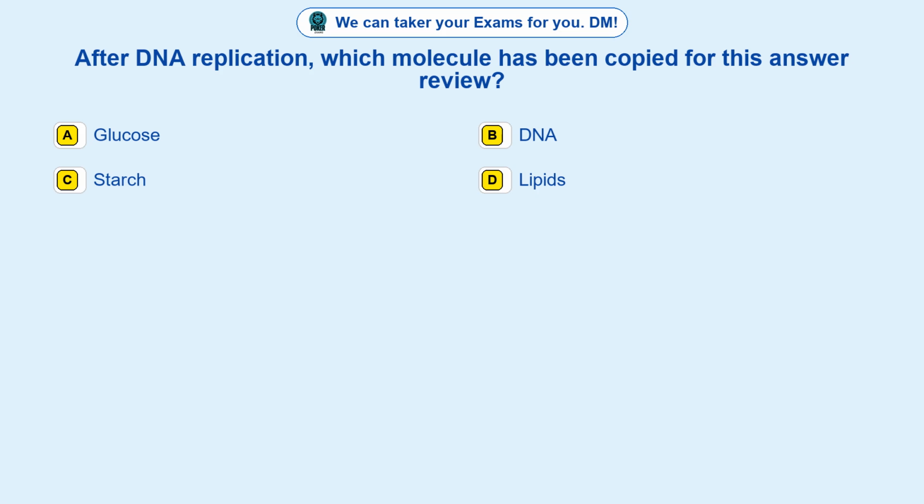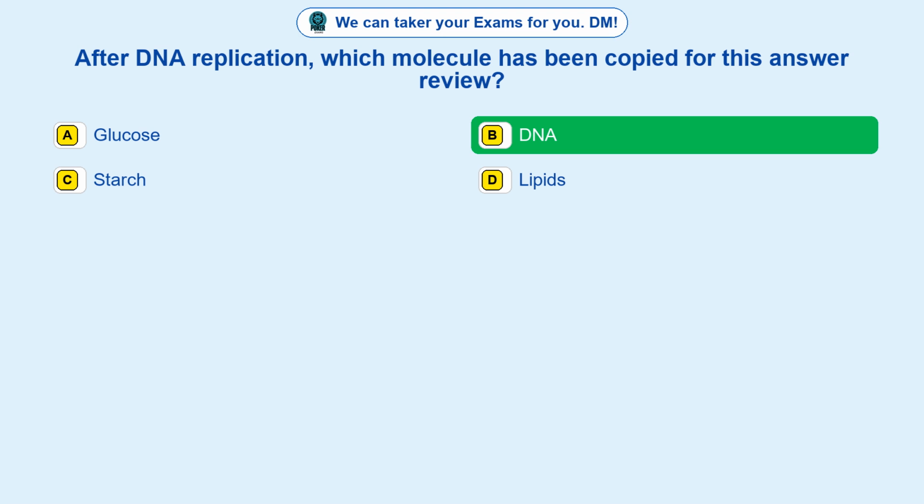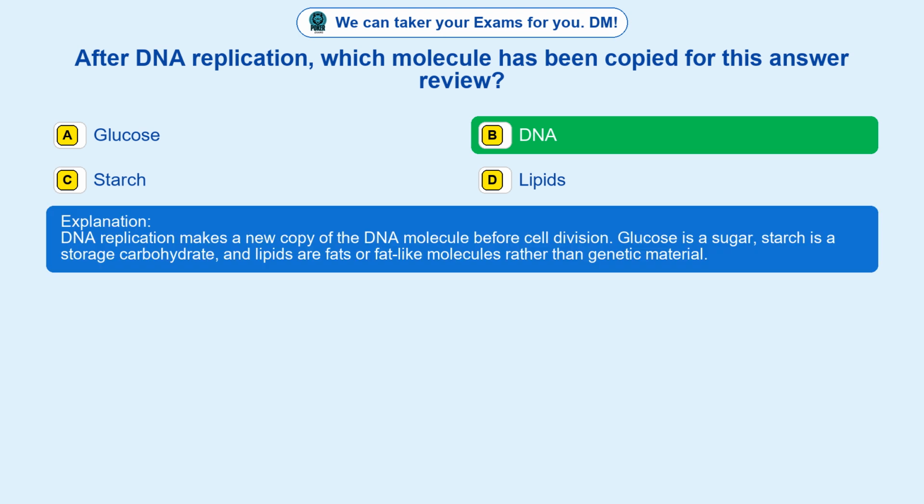Question 3. After DNA replication, which molecule has been copied for this answer review? Option A, glucose. Option B, DNA. Option C, starch. Option D, lipids. The correct answer is option B, DNA. DNA replication makes a new copy of the DNA molecule before cell division. Glucose is a sugar, starch is a storage carbohydrate, and lipids are fats or fat-like molecules rather than genetic material.